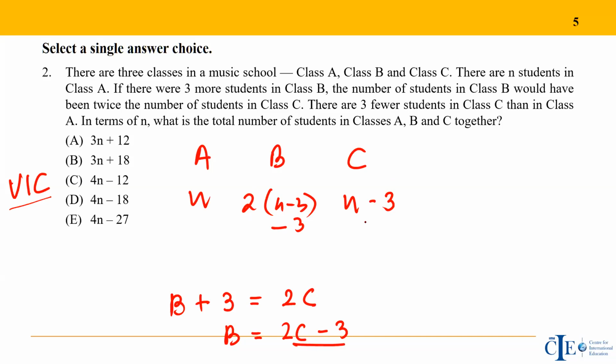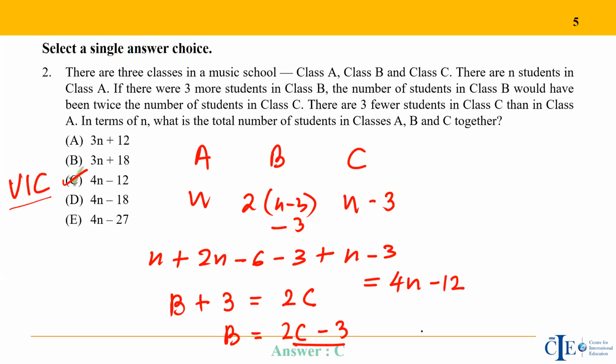All I need to do now is add this out. So n plus, open the bracket, 2n minus 6 minus 3, plus n minus 3. Solving this, 2n, n, and n, that is a total of 4n, and you have minus 6 minus 3 minus 3, which is minus 12. So 4n minus 12, which we see as option C. Right? And that is the answer.